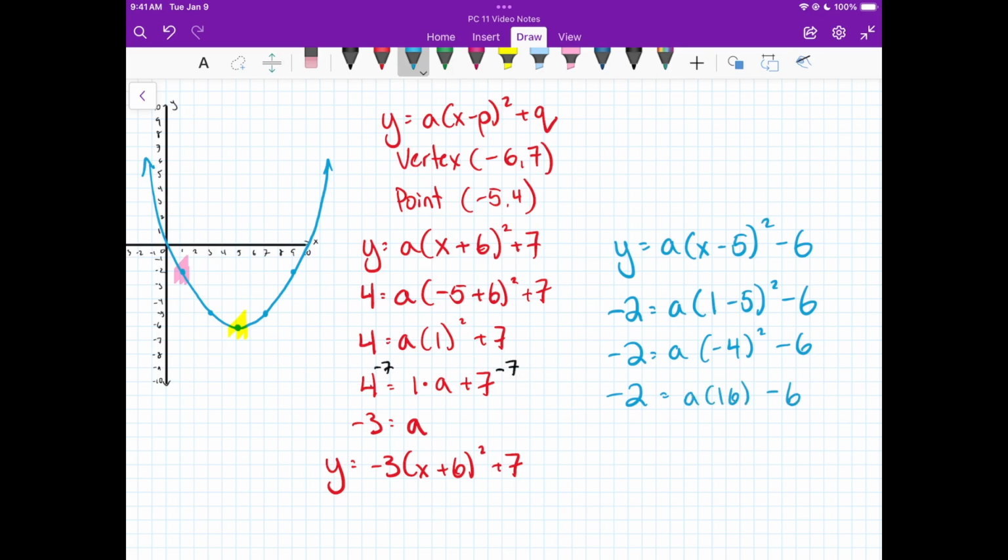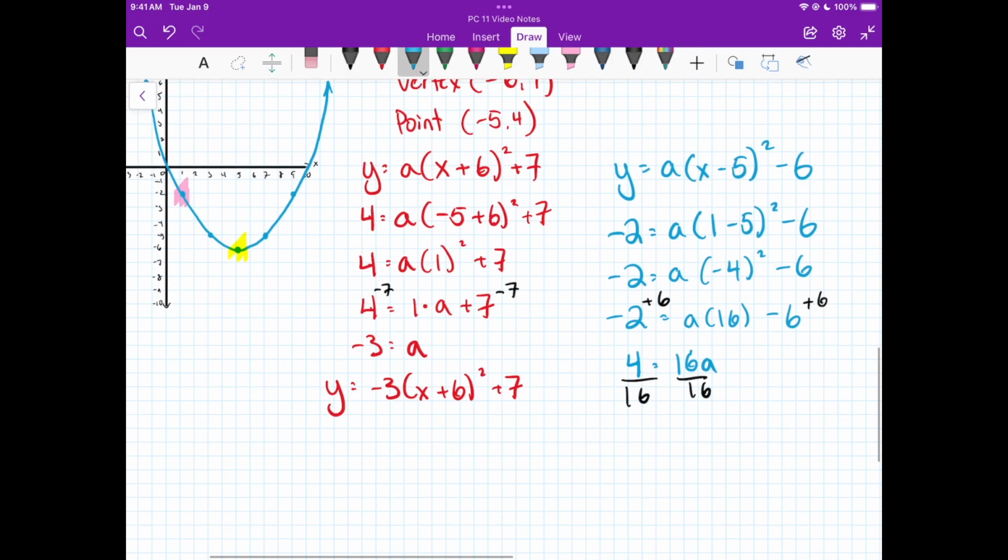Okay, I've done all the simplifying I can. Now I need to move some stuff around, so I'm going to add 6 to both sides. -2 plus 6 gets me +4. And I've still got that 16a on the right. And last step, I'm going to divide both sides by 16. So I end up with 4 over 16. And just saving ourselves a step, if we simplify that, so 4 over 16 is going to become 1 over 4, right? We divide the top and the bottom by 4.